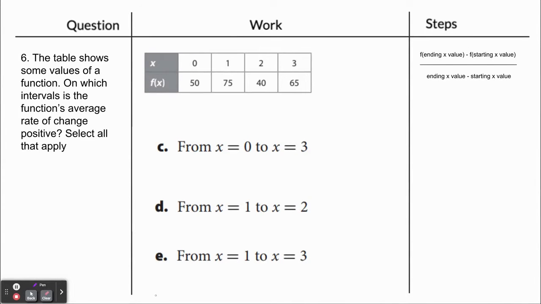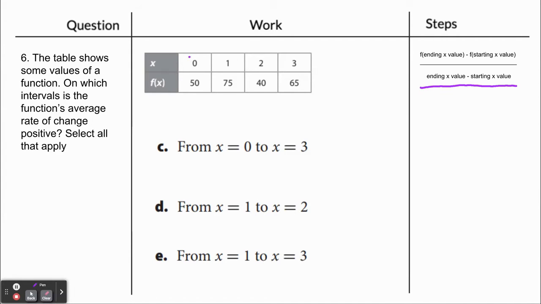The table here shows some values of a function. On which intervals is the function's average rate of change positive? So in this one here, we're looking at three different possibilities, right? And so the first thing that we got to remember is that to find the average rate of change, it's very similar to this formula for slope in this case.